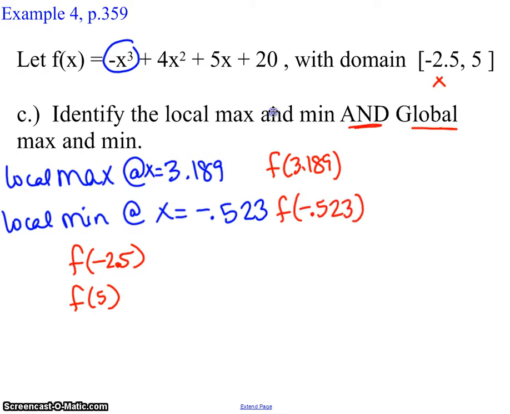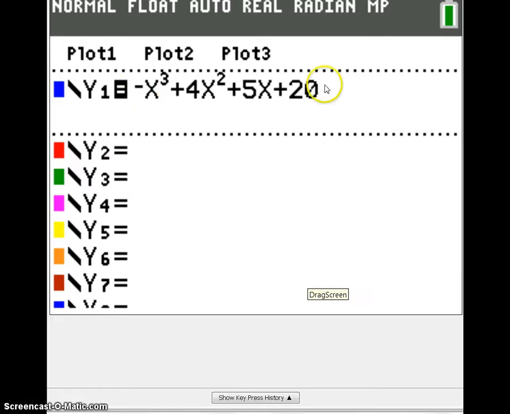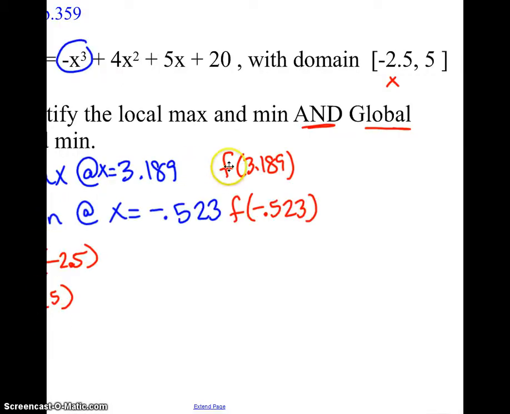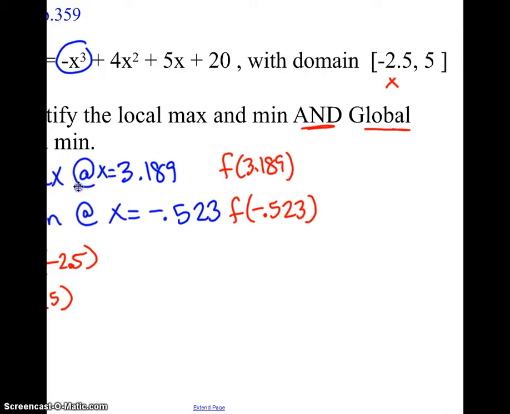Okay? The fastest way to do this is to check your calculator. So bring out your calculator. I'm going to put you on pause. Okay, so I've entered my equation into the calculator here. This will go a lot faster. Remember, my goal is to substitute f of 3.189, f of negative 0.523, f of negative 2.5, and f of 5, because I want to find out what these y values are so I can find the absolute maximum and the absolute minimum.